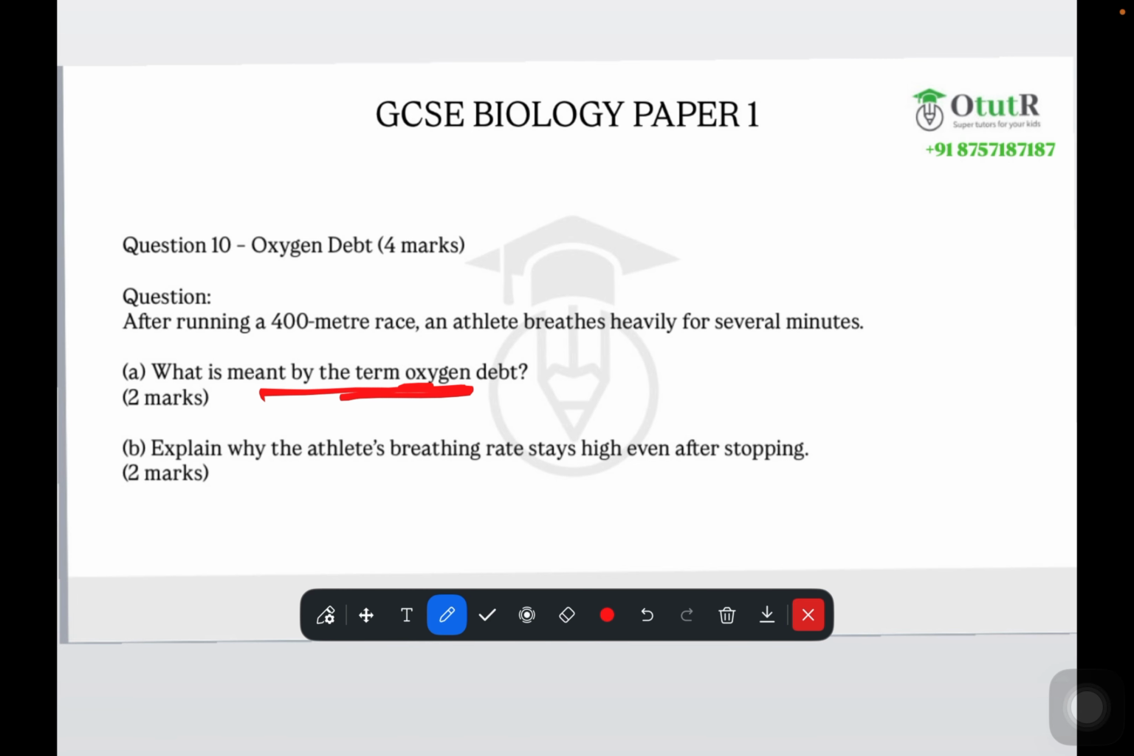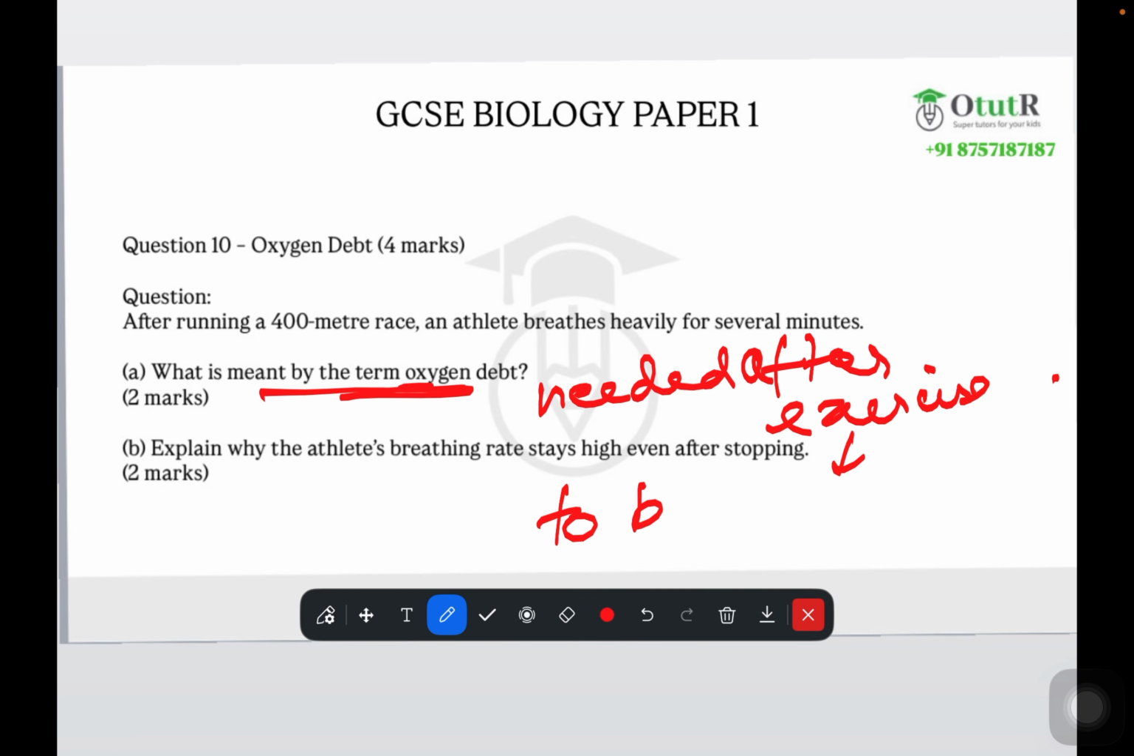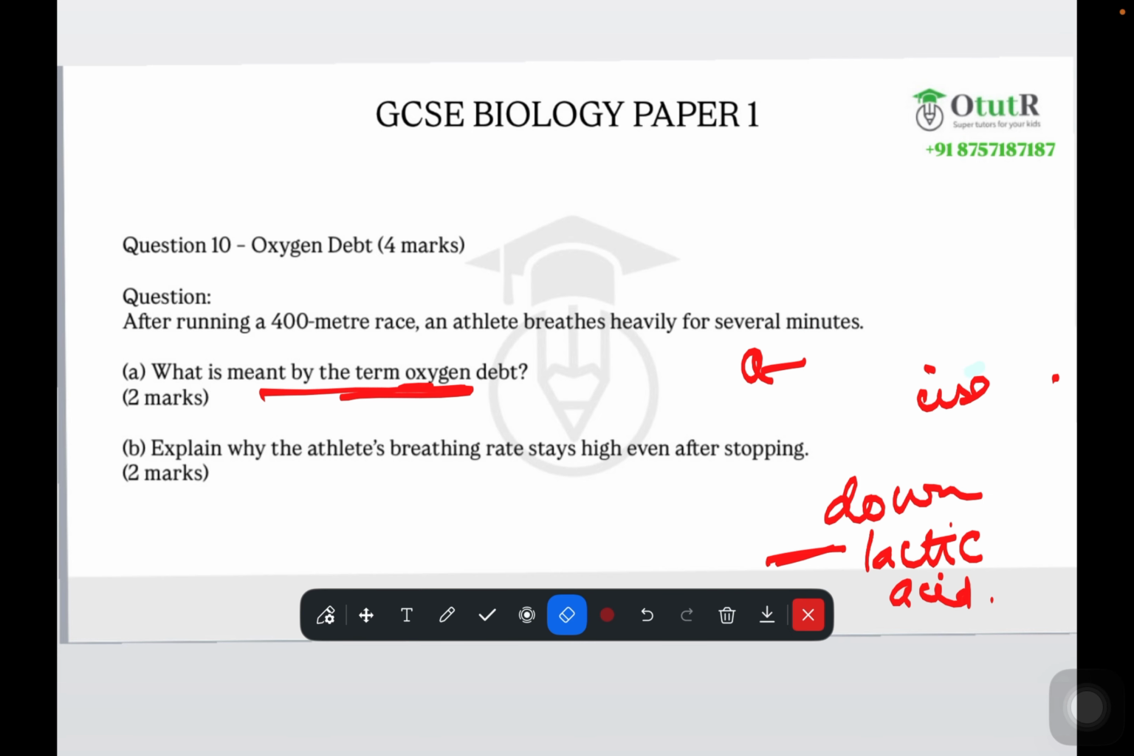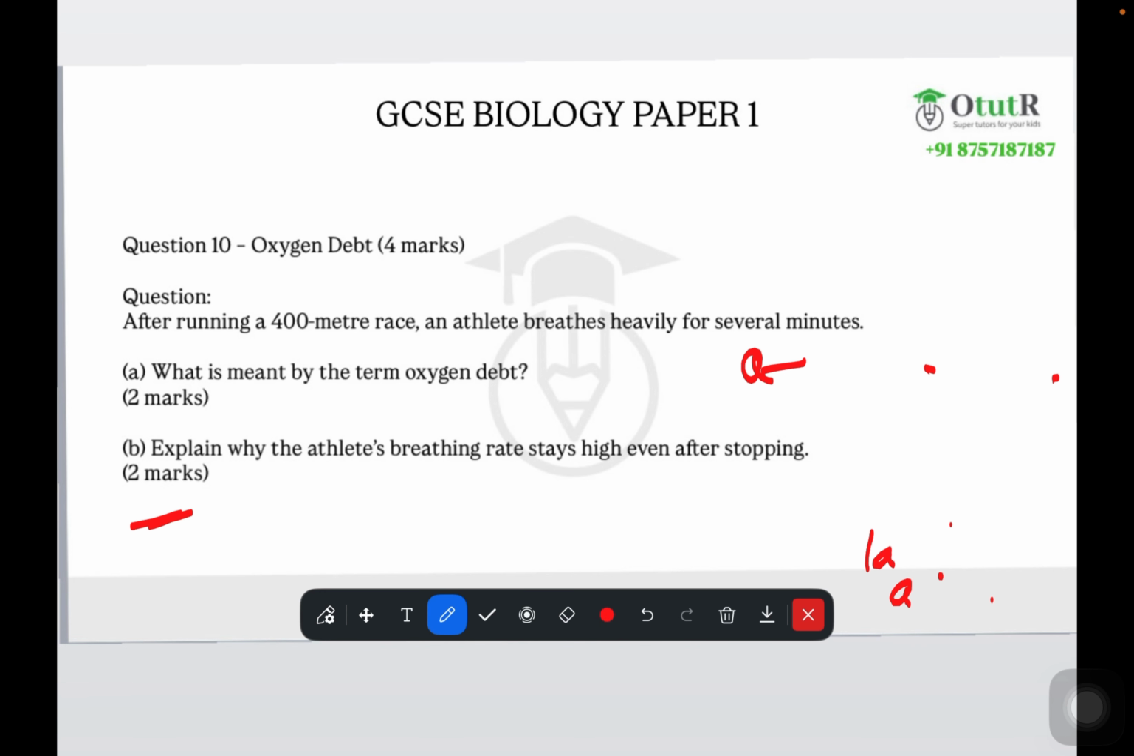This is a very easy question, direct to the point. Oxygen debt. What is oxygen debt? It is the amount of oxygen needed after exercise, to break down lactic acid buildup during anaerobic respiration. So you have to explain the whole term, and it is 2 marks, 1 mark for needed after exercise and the next one for what. Explain why athletes' breathing rates stay high even after stopping.